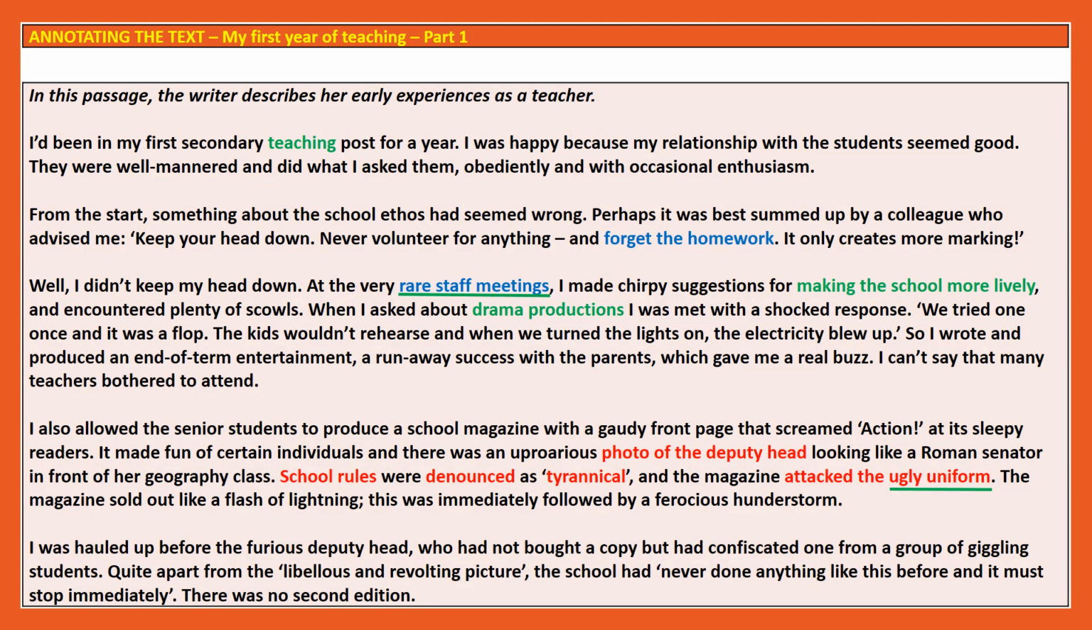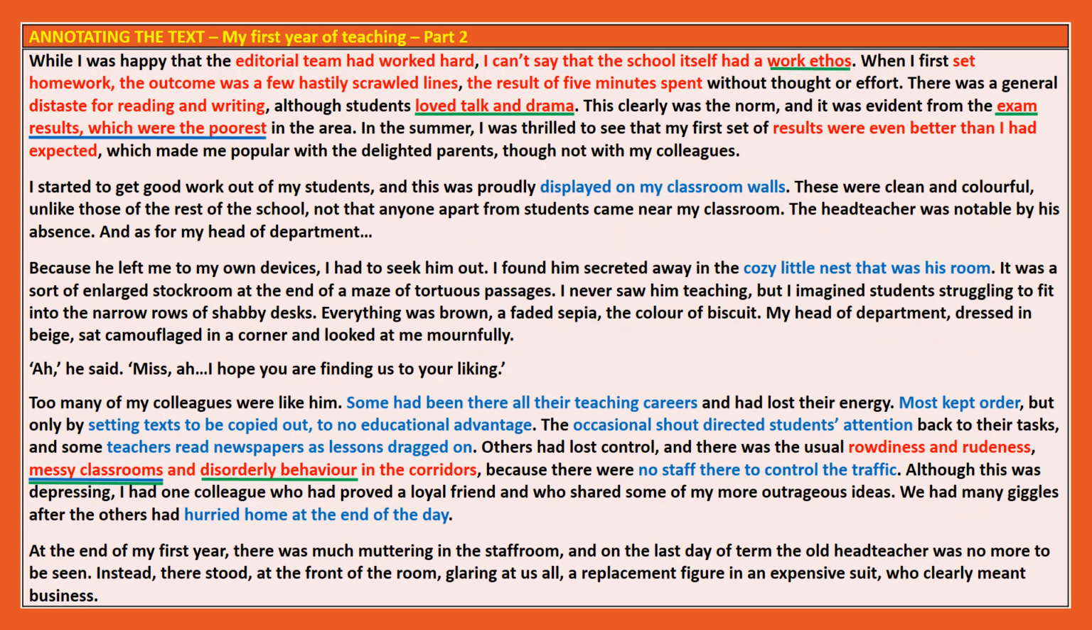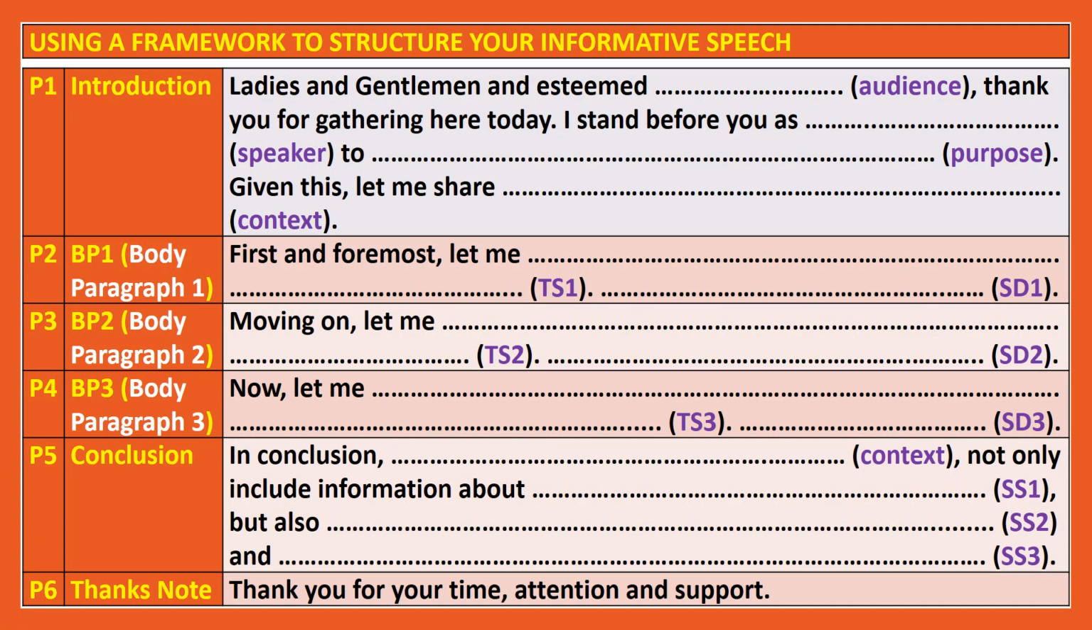Read the text. Highlight evidence or information relevant to the focus of each bullet point. Use color coding to differentiate each bullet point. Similarly, read part 2, highlight evidence or information relevant to the focus of each bullet point. Here's a guide on how to structure your informative speech.